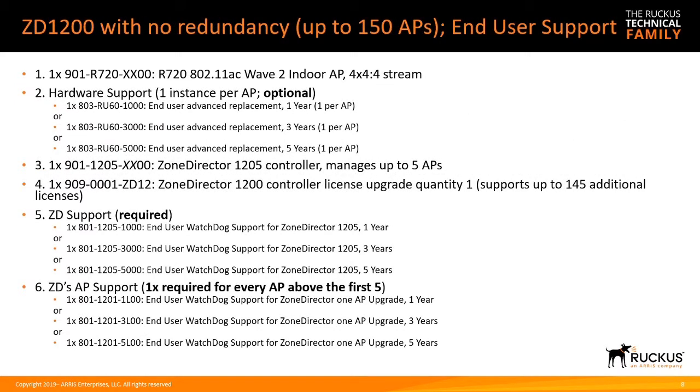So the SKUs you need. The first SKU here, your AP, is going to be a 901. 9U1 is unleashed, 901 for everything else. As an example here, we're using an R720 indoor AP, but any AP is supported under ZoneDirector.